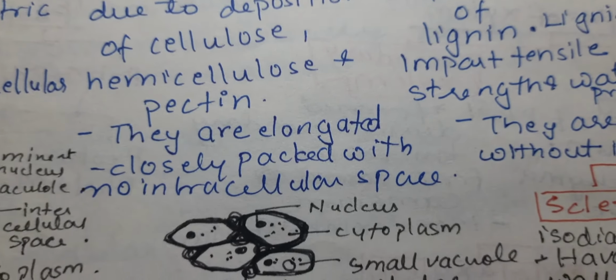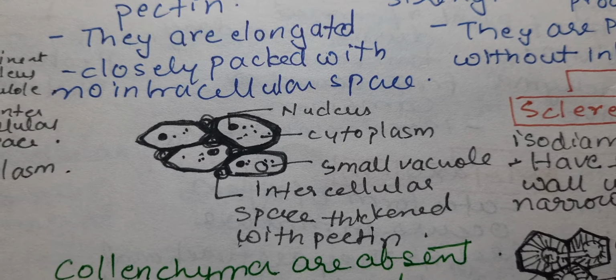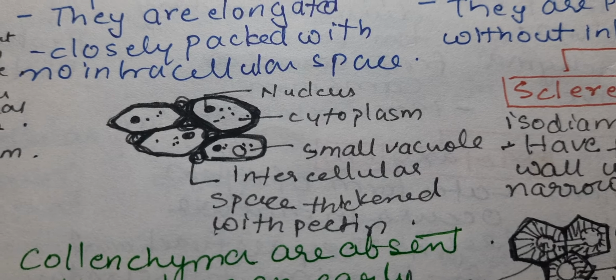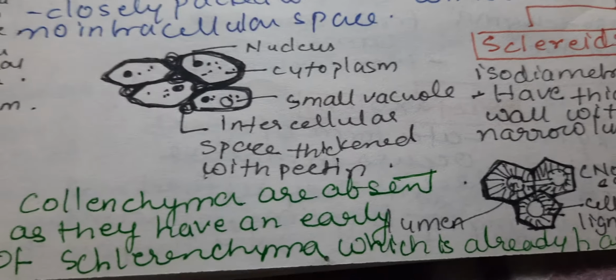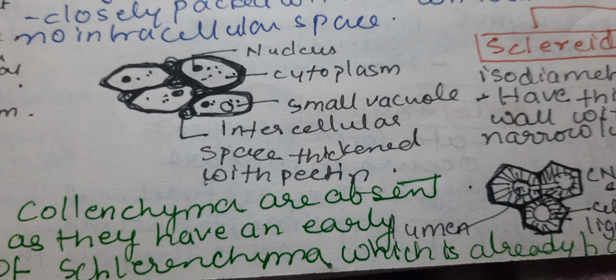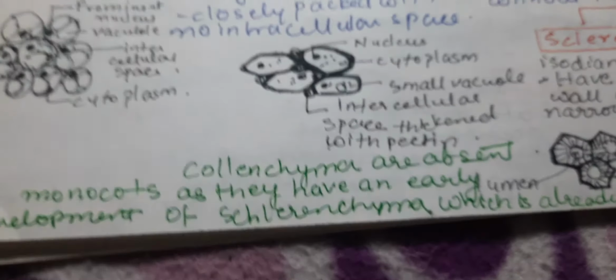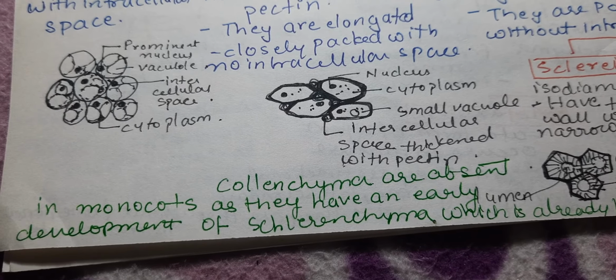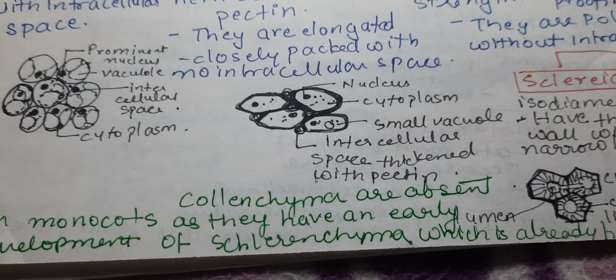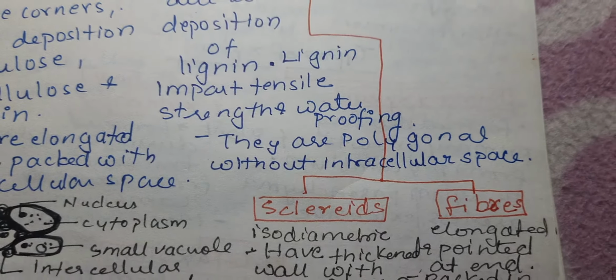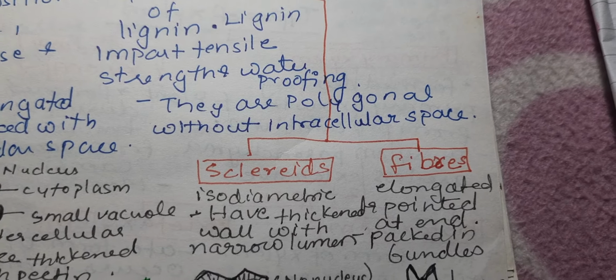Now collenchyma are elongated and closely packed with no intercellular space. Because of the thickening, you cannot see any intercellular space, and this thickening at the corner is because of the deposition of pectin. Collenchyma are absent in monocots as they have early development of sclerenchyma, which is already hard and provides mechanical support. If you look at the sclerenchyma, they have deposition of lignin. Lignin imparts tensile strength and waterproofing quality, and they are polygonal without intercellular space.